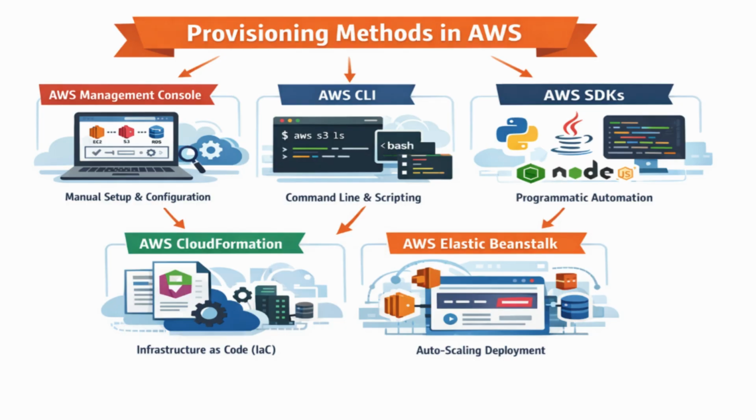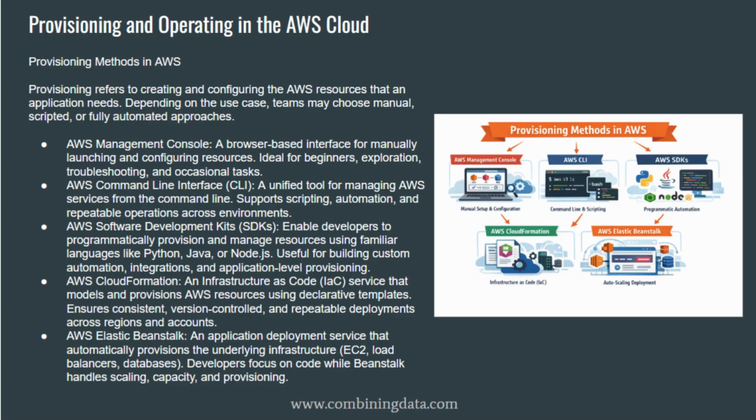Provisioning methods in AWS. When we talk about provisioning in AWS, we mean creating, configuring, and preparing cloud resources so an application can run. This includes things like servers, databases, storage, networking, and permissions. AWS gives you multiple ways to provision resources, and choosing the right method depends on scale, automation needs, team maturity, and environment type. For the exam, it's important to understand what each method is best suited for. Let's go through them from most manual to most automated.